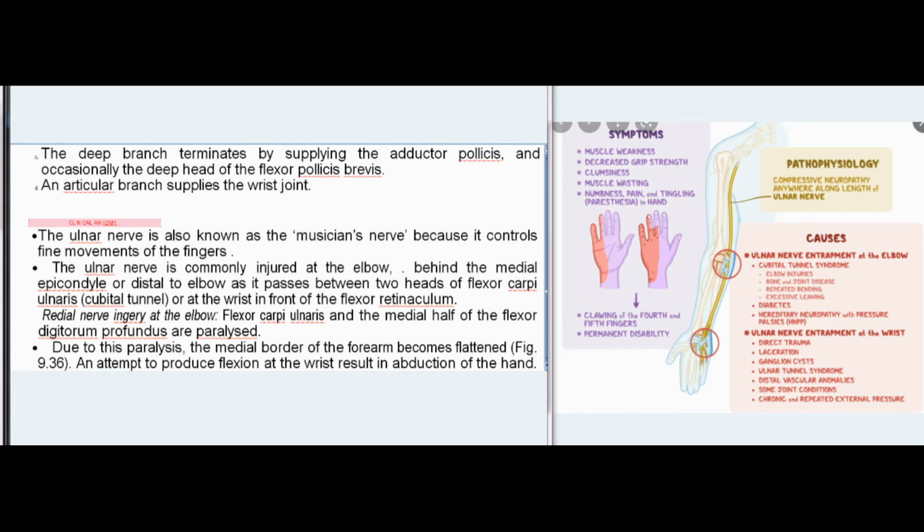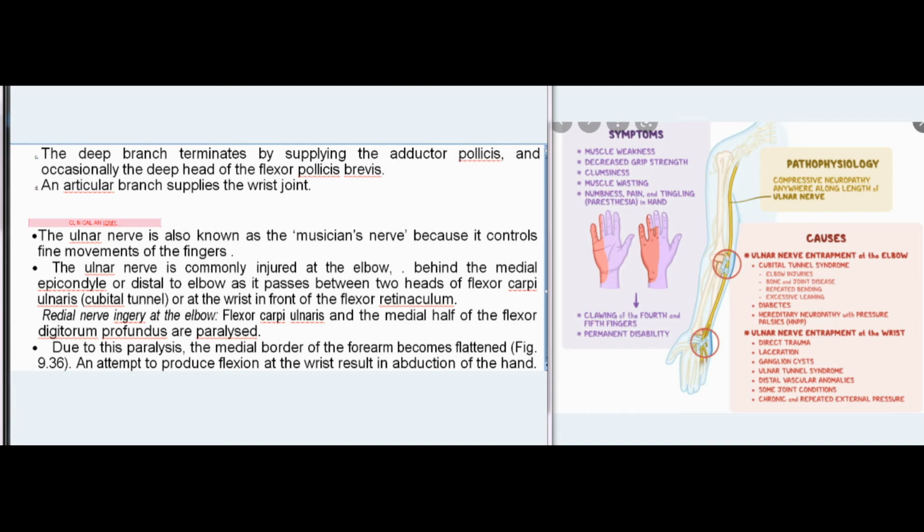Clinical anatomy. The ulnar nerve is also known as the musician's nerve because it controls fine movements of the fingers. The ulnar nerve is commonly injured at the elbow, behind the medial epicondyle, or distal to the elbow as it passes between 2 heads of flexor carpi ulnaris, cubital tunnel, or at the wrist in front of the flexor retinaculum.